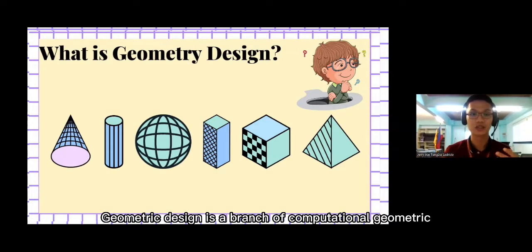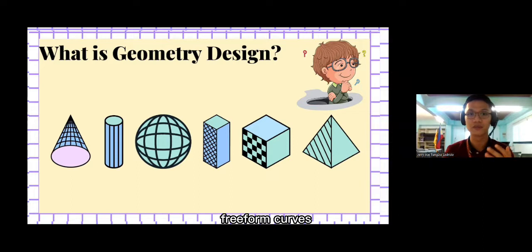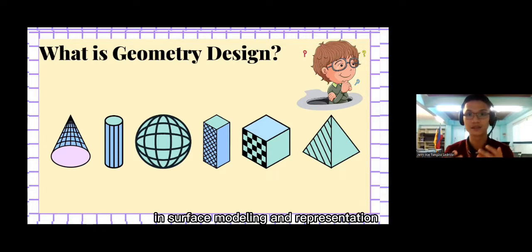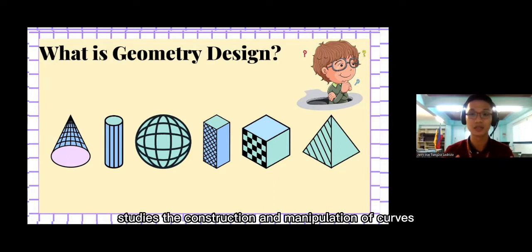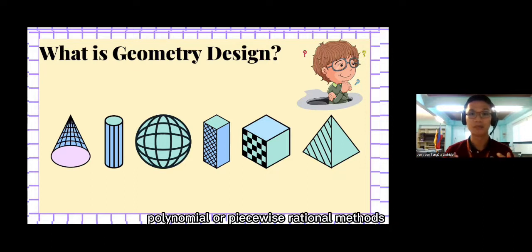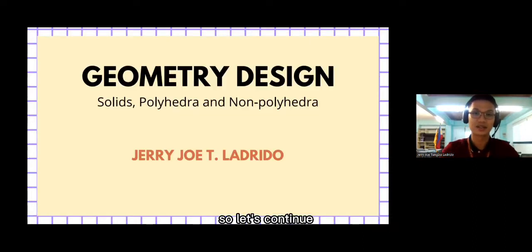Geometric design is a branch of computational geometry. It deals with the construction and representation of free-form curves, surfaces, or volumes, and it is closely related to geometric modeling. Core problems are curve and surface modeling and representation. Geometrical design studies the construction and manipulation of curves and surfaces given by a set of points using polynomial, rational, piecewise polynomial, or piecewise rational methods. And just a quick fact, do you know that the word geometry comes from the Greek word geo, meaning earth, and metria, meaning measure? So let's continue.